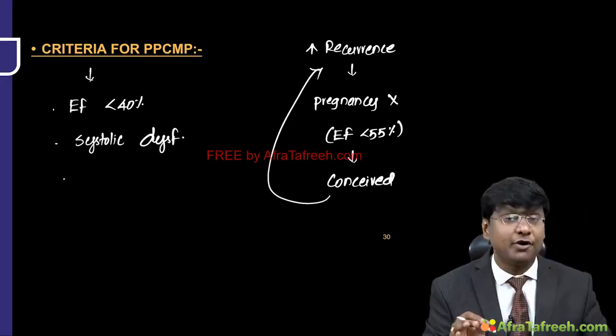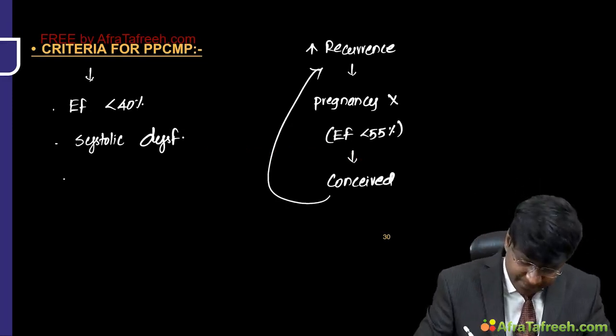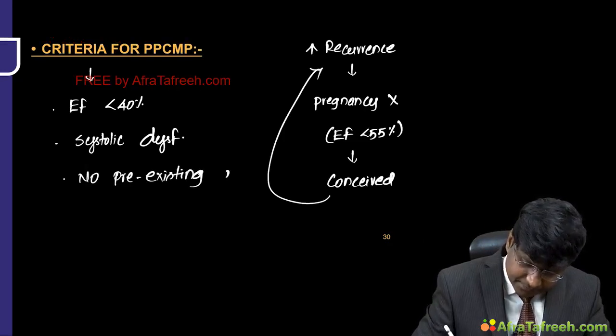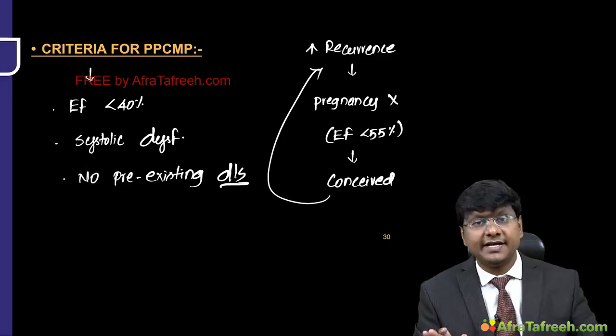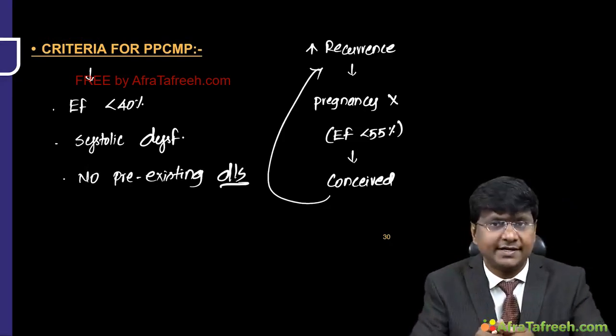And another very, very important criterion for peripartum cardiomyopathy is that there should be no pre-existing cardiac disease. That is what we have discussed previously also. Right? So this is the criteria for peripartum cardiomyopathy. So this finishes the etiologies causing dilated cardiomyopathy.